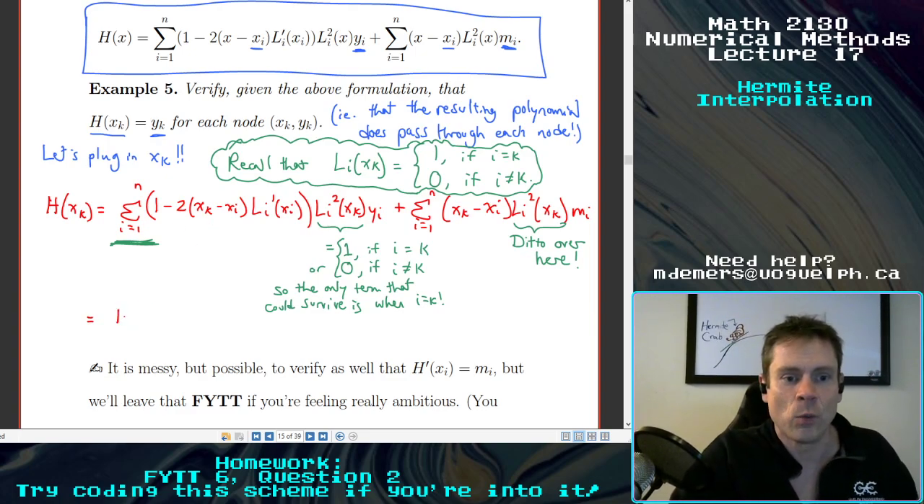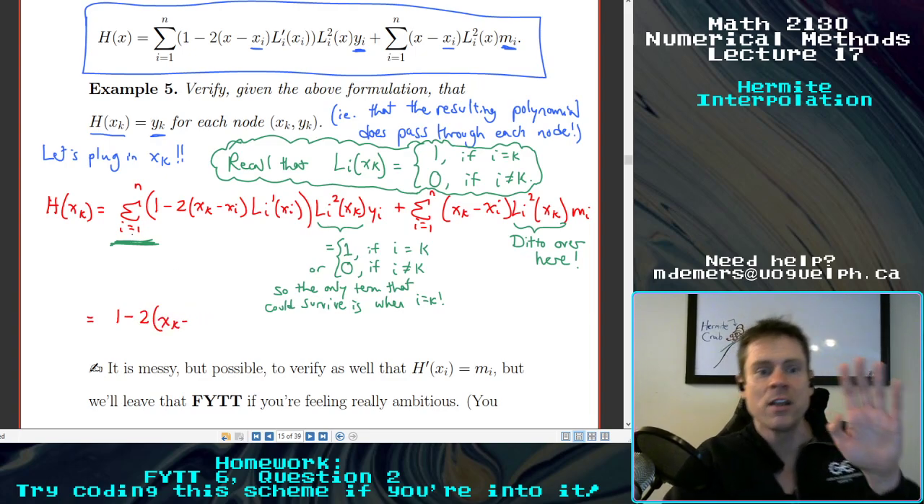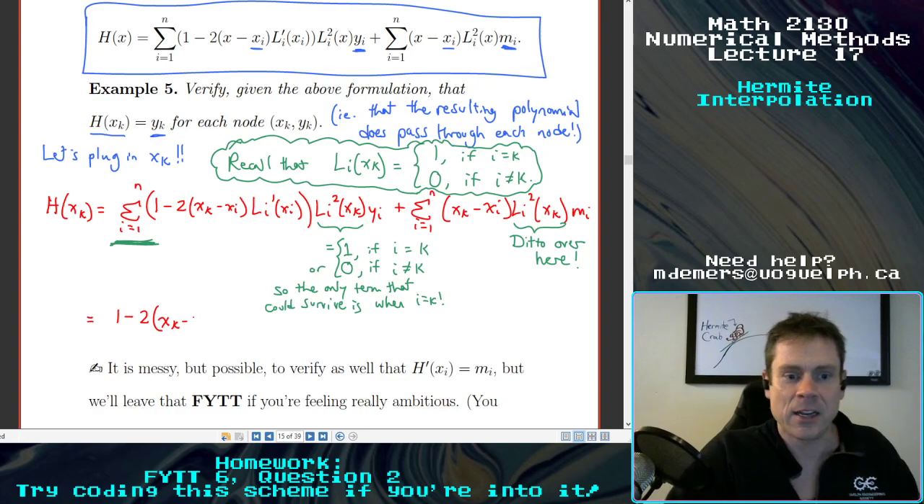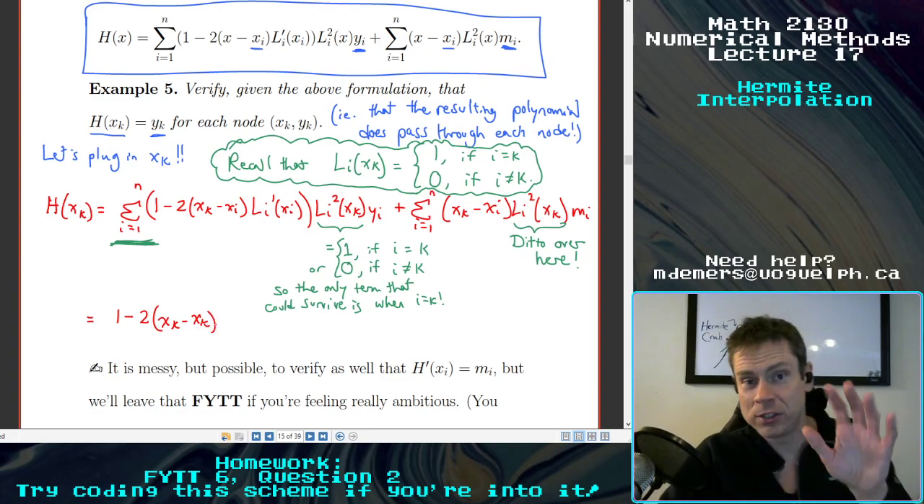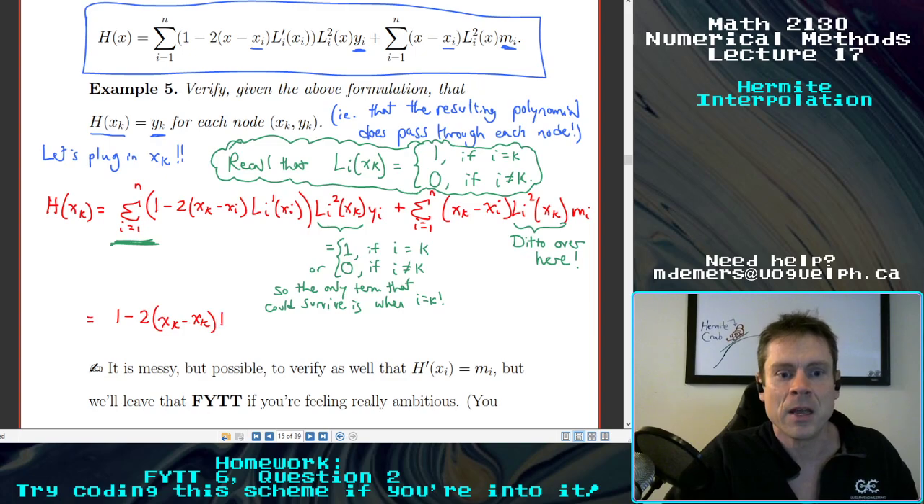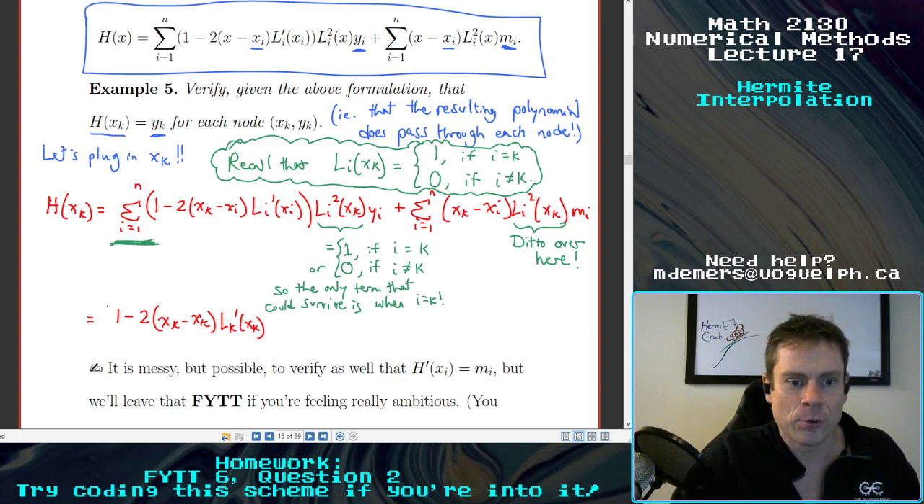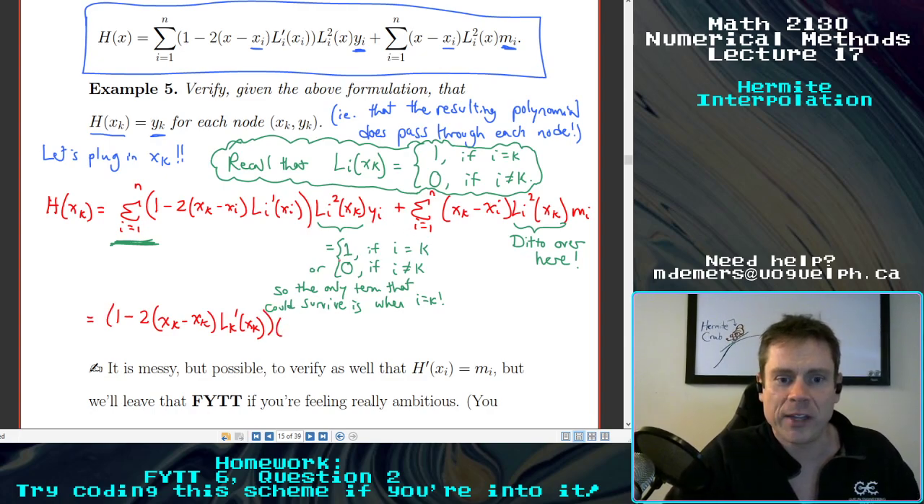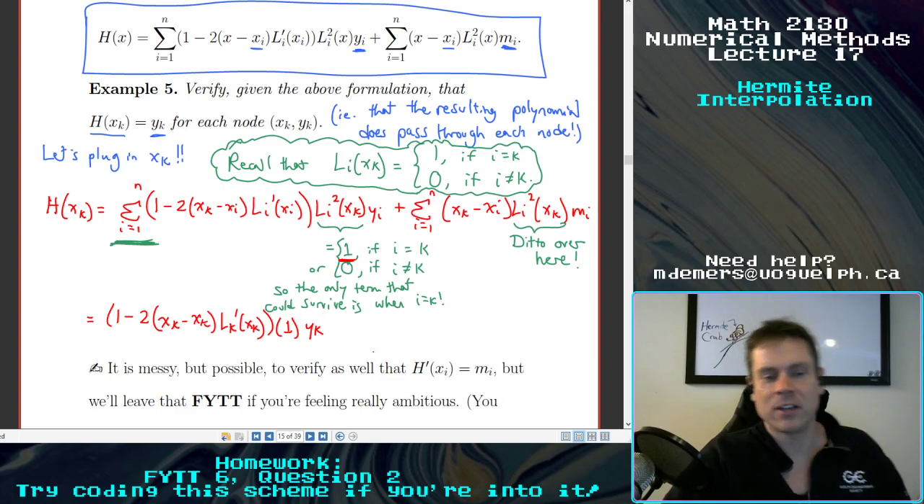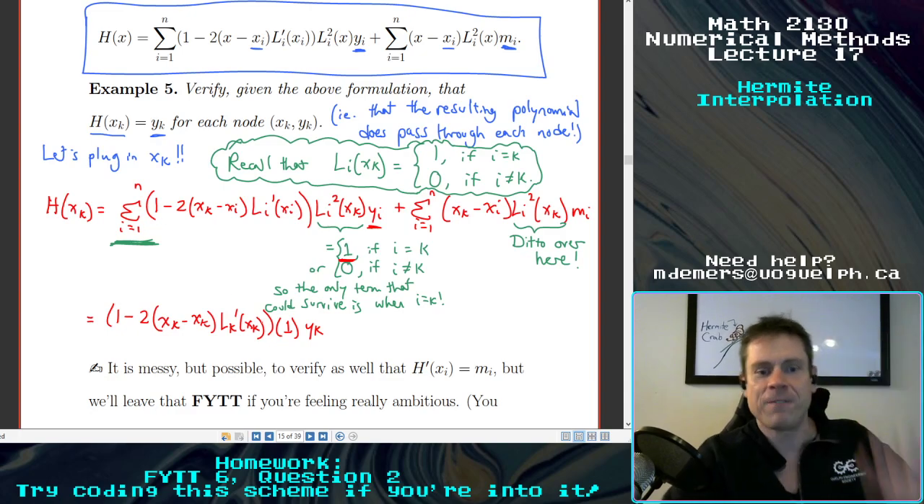I'm going to write this down. 1 minus 2 times xk minus, only the kth one. So it's when i equals k, that means I get here xk minus xk, which looks like more stuff is about to die. I'm going to have lk prime at xk, and then this whole thing is going to be multiplied by, well, when i is equal to k, this li squared thing is going to be 1. So that's what I get here, and I get yk as a result right there, because the kth one survives. Only the kth term of that first sum survives.